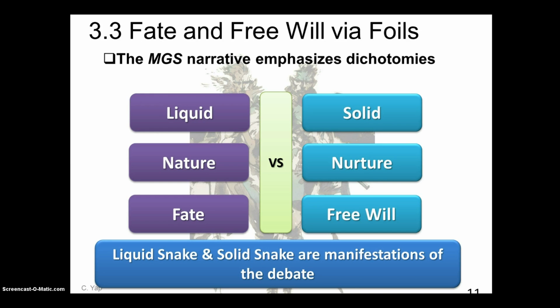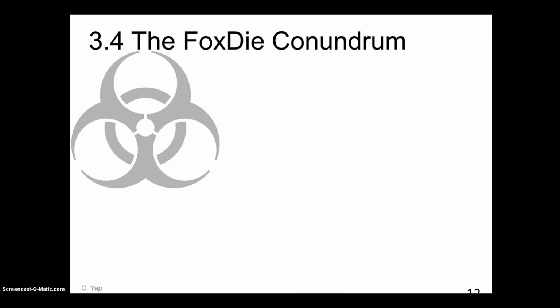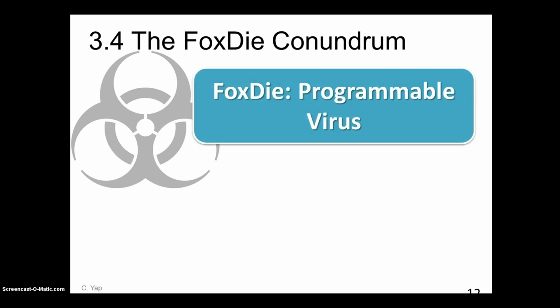But this is where things get a little bit strange. So let's talk about what I call the Die Conundrum. Essentially, in the game, there is a fictional virus that was invented by the United States government called Die. And Die is a programmable virus. It's an assassination tool, a tricky and sneaky one.